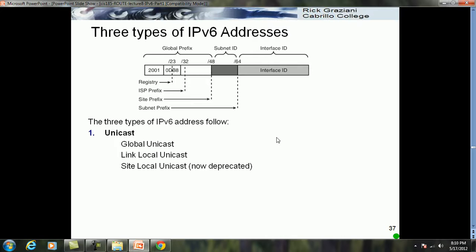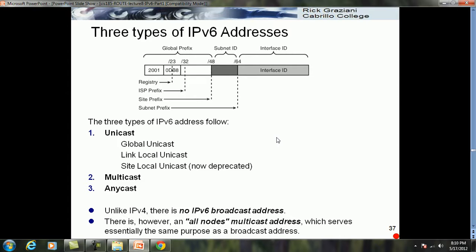So there are three types of unicast addresses, and there is multicast and anycast. What is anycast? The types of communication in IPv4 were unicast, which means one to one, multicast to a group, and broadcast. In IPv6, we don't have broadcast. We have only unicast, multicast, and anycast. Anycast means one to nearest. We'll see this very soon. So unlike IPv4, there is no broadcast. There is, however, an all-nodes multicast address which serves essentially the same purpose as broadcast.